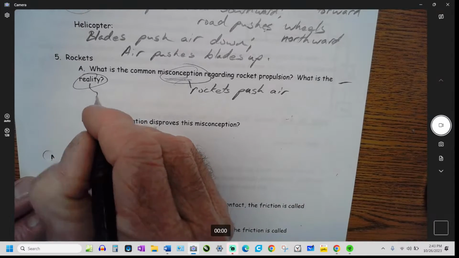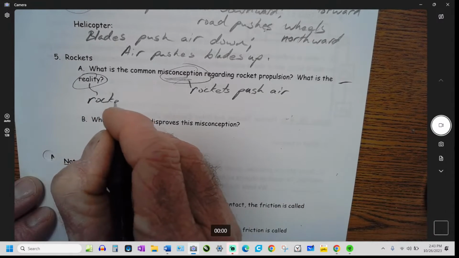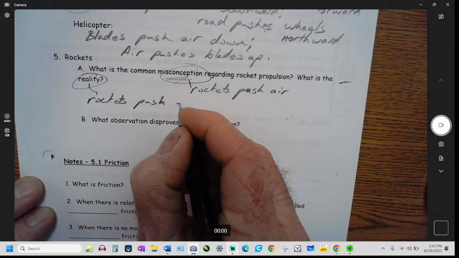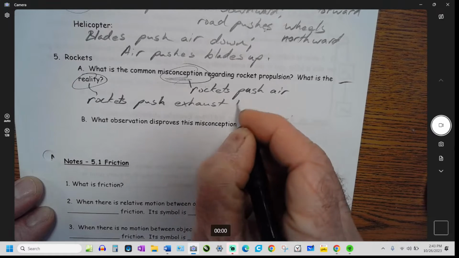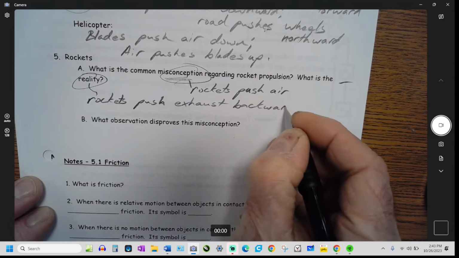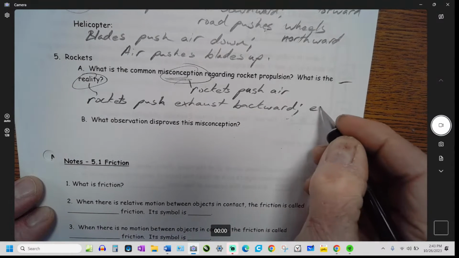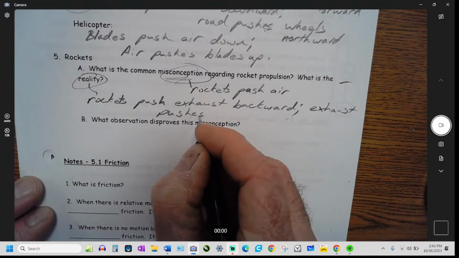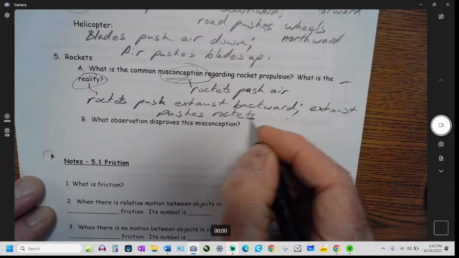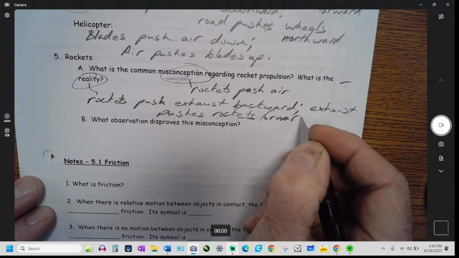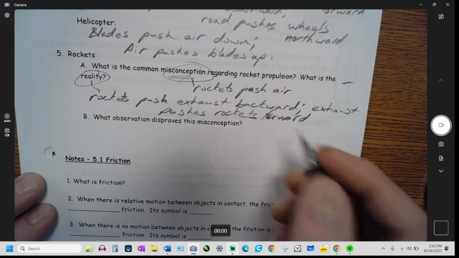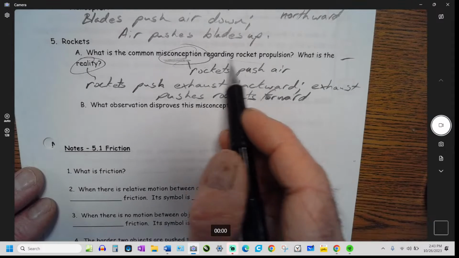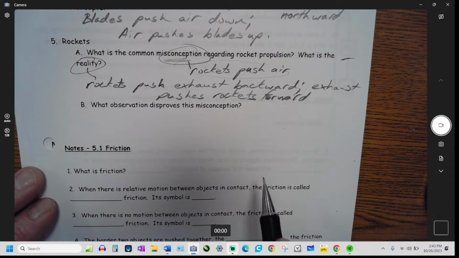Okay, in reality, rockets push exhaust backward. So the exhaust pushes the rockets forward. And now, as unbelievable as it is to you that some people don't believe that, if you had to prove to somebody that rockets don't push air, what would you say, Oscar?